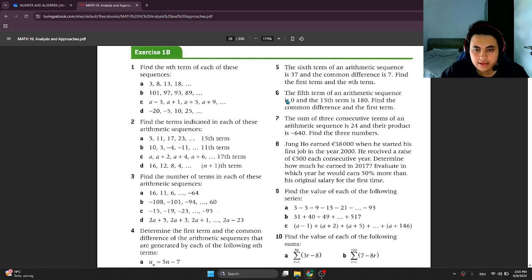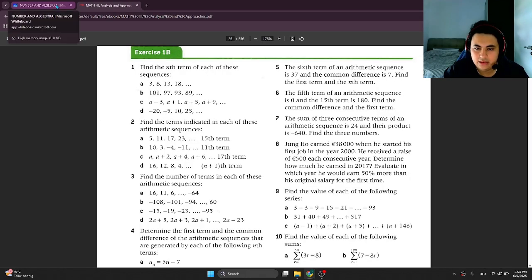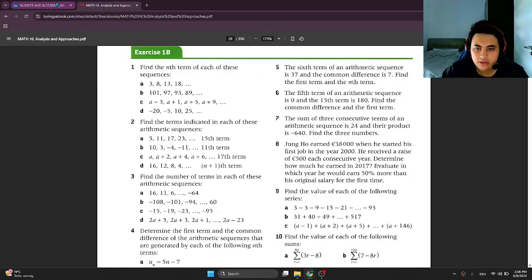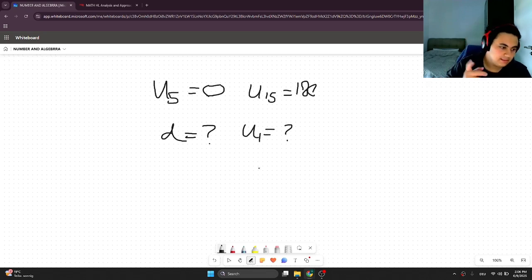We are given that the fifth term of an arithmetic sequence is 0, and the 15th term is 180. Okay, so the fifth term, u5, is equal to 0, and the 15th term is equal to 180. Find the common difference and the first term. Okay, so d and u1.